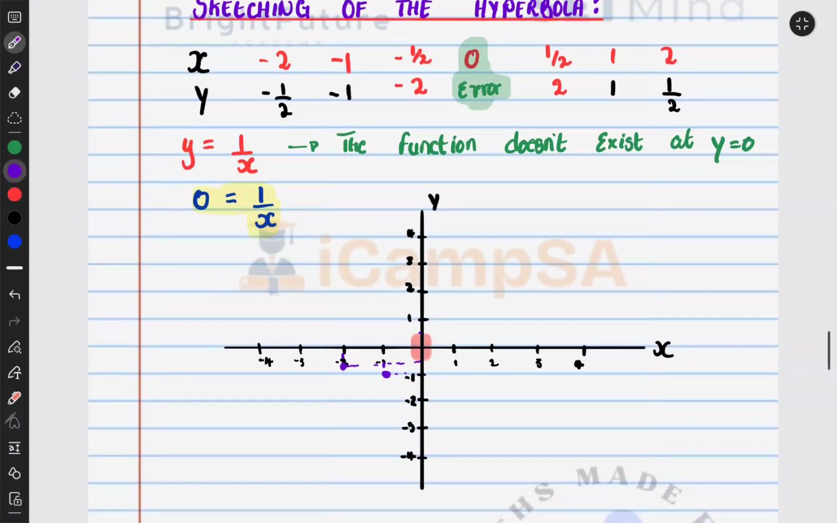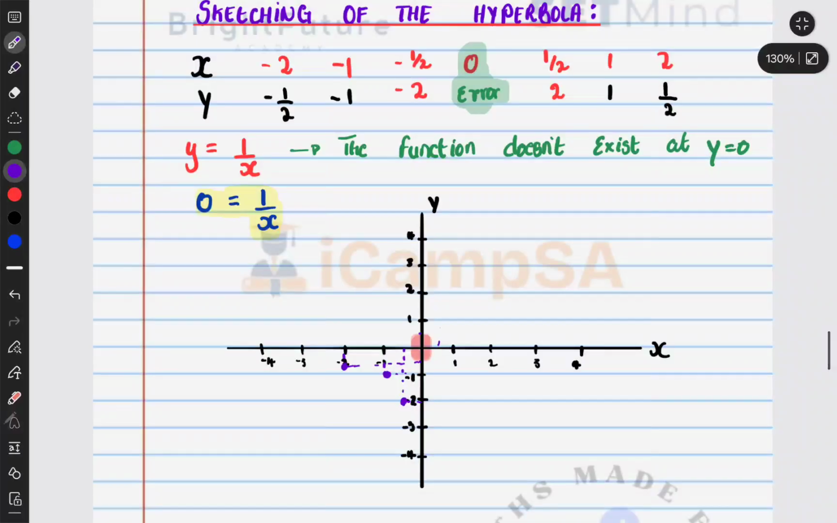Okay, let's plot that point where x is negative half. Here our y will be negative 2. That's the third point. Yeah, I think that will be enough. Then we have 0 and error. Our function doesn't exist where x is equal to 0. And then next we have 1 over 2 and 2. So we're going to have a point here, just halfway between 1 and 0. And then we have 1 and 1 here. We have 2 and a half. Those are your points.